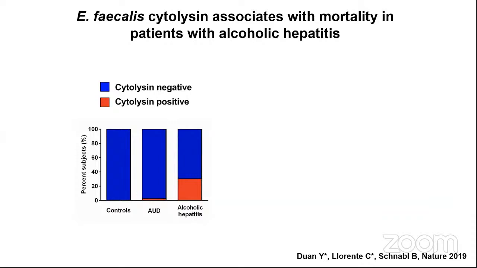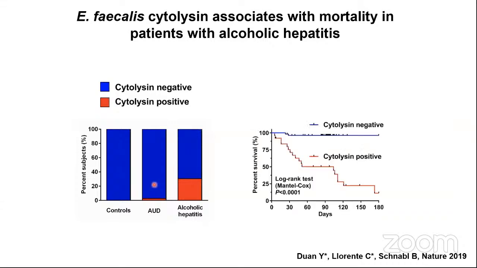However, we found one toxin that is specifically produced by Enterococcus faecalis, which is called cytolysin. And we found that about 30% of the patients with alcoholic hepatitis are cytolysin positive in the stool. We did not find cytolysin positivity in control subjects, and we only found one patient with alcohol use disorder to be cytolysin positive. When we further analyzed the survival in patients with alcoholic hepatitis, you can clearly see that the patients with cytolysin negativity had a very good survival, while about 90% of the patients with cytolysin positive stool died within 180 days. So, a very strong biomarker to indicate a worse outcome and high mortality in patients with alcoholic hepatitis.